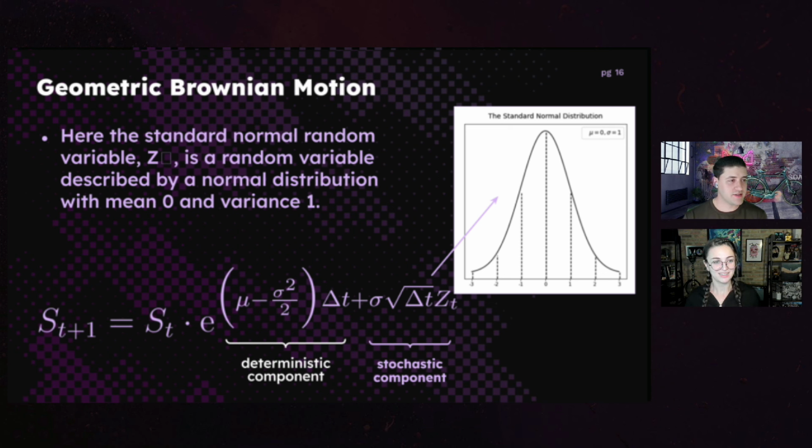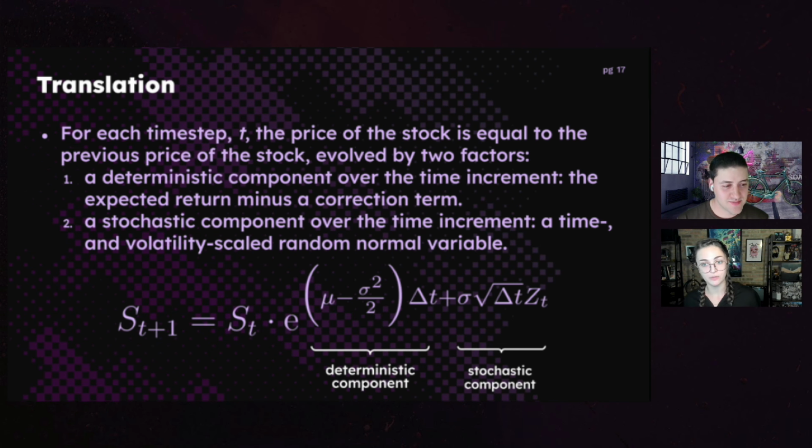Yes, it's making sense. Okay, here's basically a translation of everything that I just said. According to this specific model, for each time step, so for each day, for example, that the stock price evolves in time in our simulation, the price of the stock is equal to the price of the stock at the previous step, evolved by two different factors. There is a deterministic component over the time increment, set basically by the parameters of the stock price, which is the expected return minus this correction term that comes from the volatility.